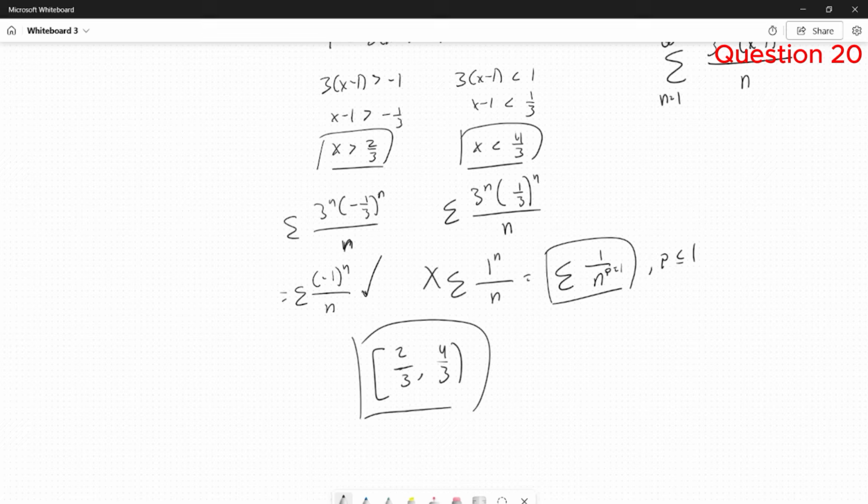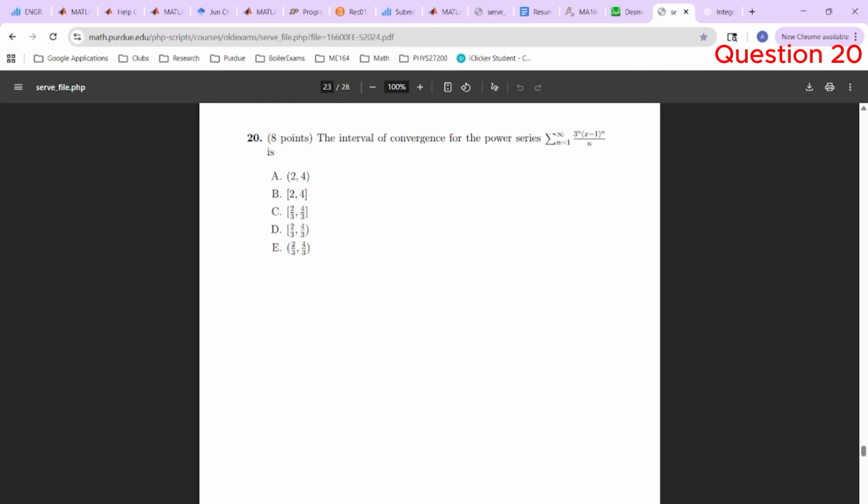Now, which of these answer choices represents this solution? That would be choice D.